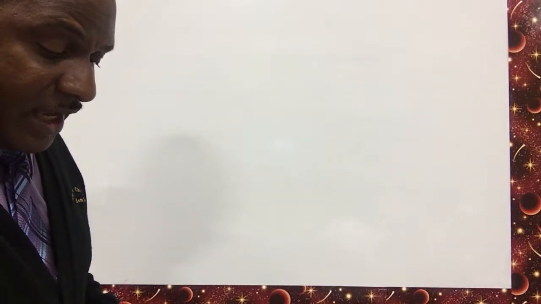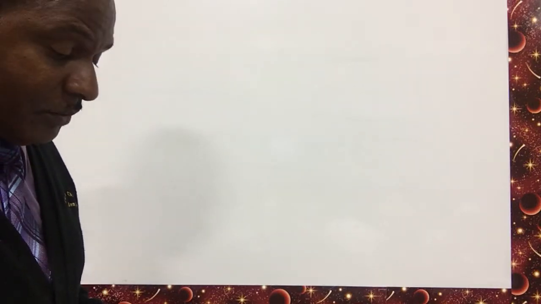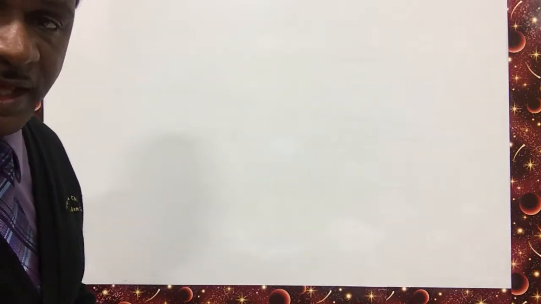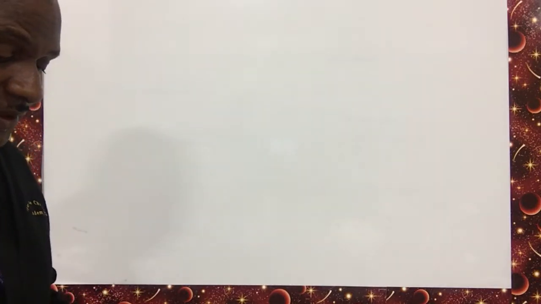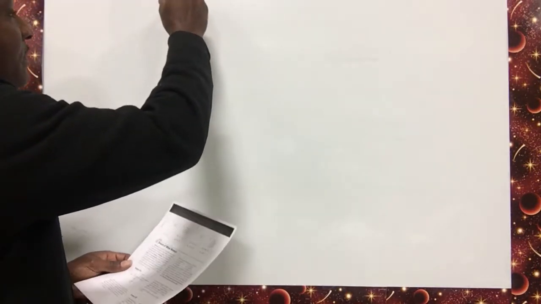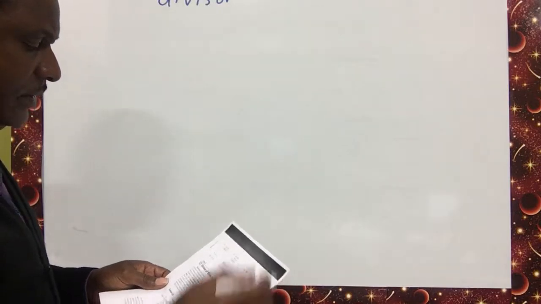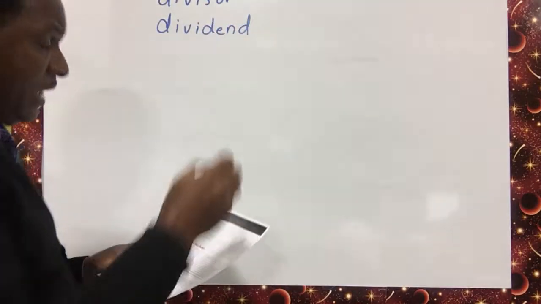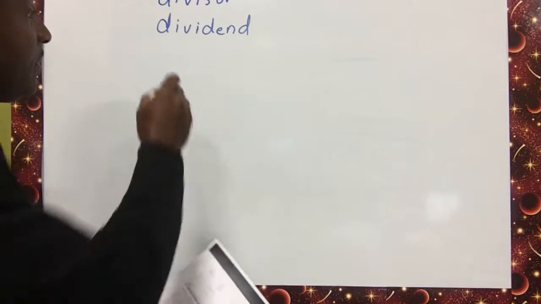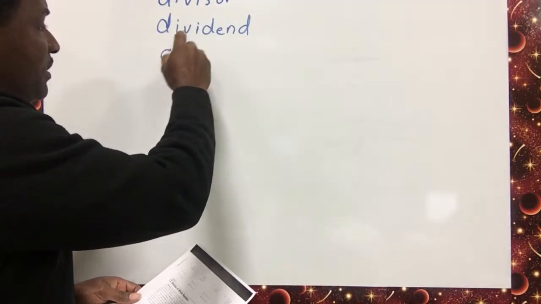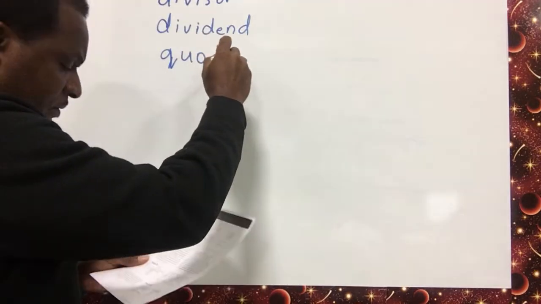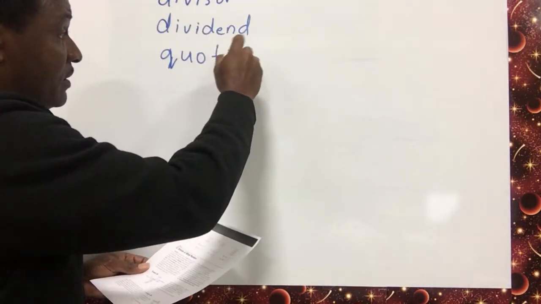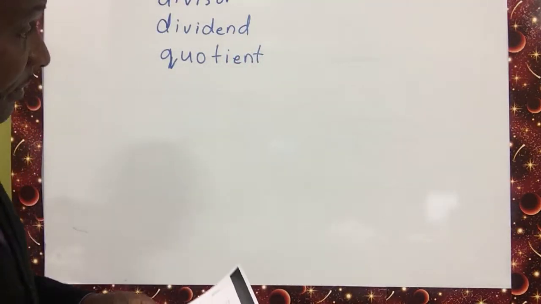Okay, we're going to take a look at how to divide whole numbers, and when we divide whole numbers, we need to remember some of the language of division. The language of division is that you're going to have a divisor, then you're going to have a dividend, and then you're going to have a quotient, and that's going to be a Q, quotient, and then you're going to have a remainder.